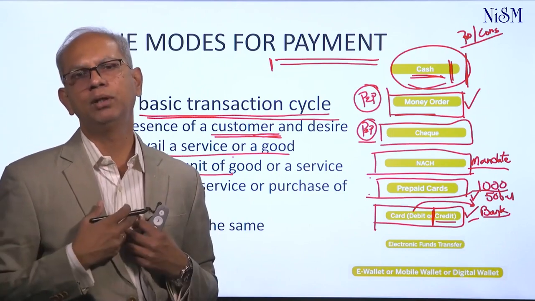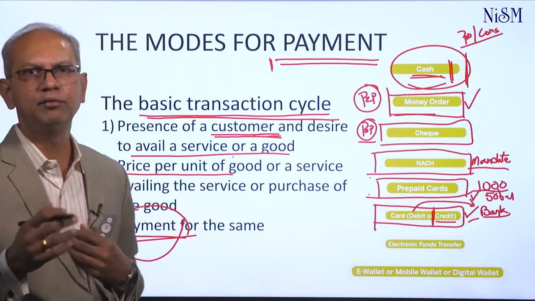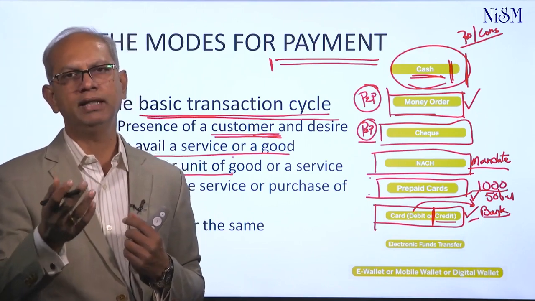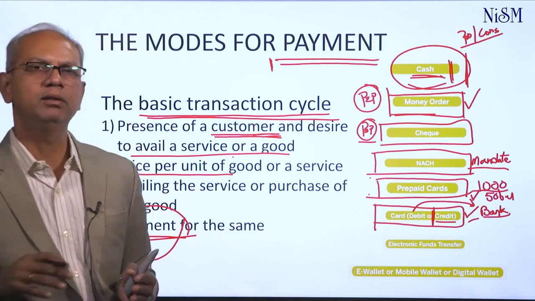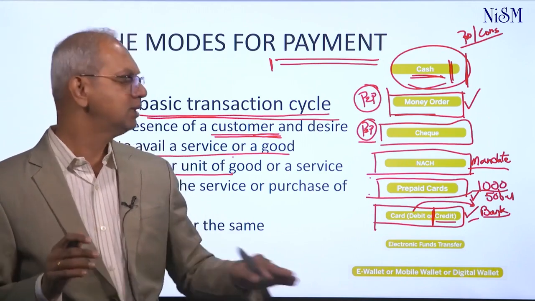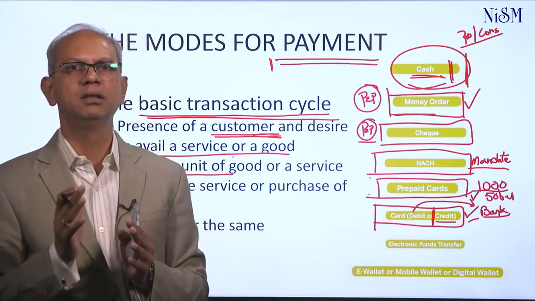Now, my limit of 2 lakhs will be different from your limit, right? If you were to have your own credit card, you might have a limit of 50,000. Somebody would have a limit of 5 lakhs, somebody would have a limit of 10 lakhs, right? So, this limit is set on a personal basis, right?